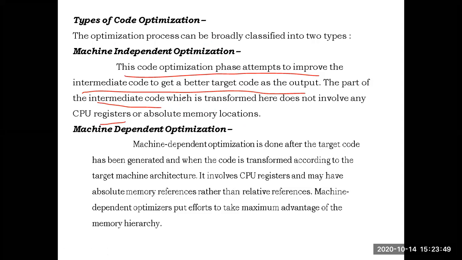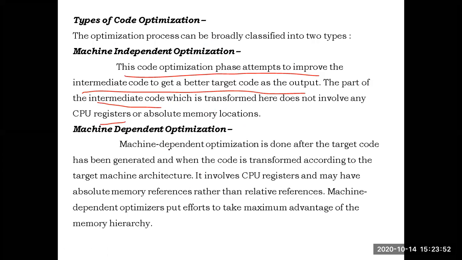What is machine dependent optimization? Machine dependent optimization is done after the target code has been generated. This is done generally after the target code has been generated and when the code is transformed according to the target machine architecture. Here the optimization is done according to the target machine architecture. It involves CPU registers, it involves absolute memory references. Clear? This type of optimization is called the machine dependent optimization.